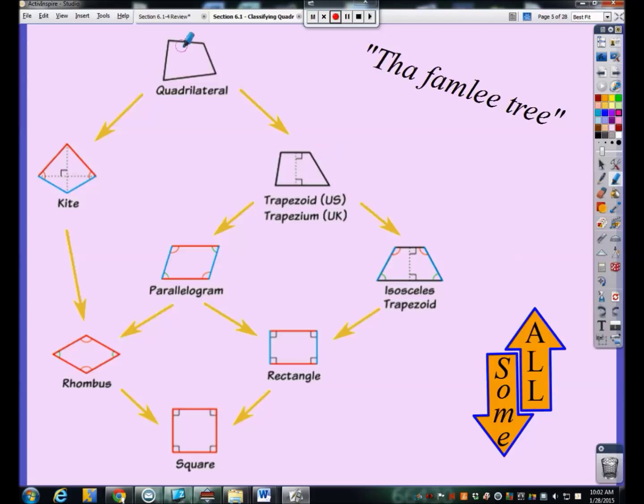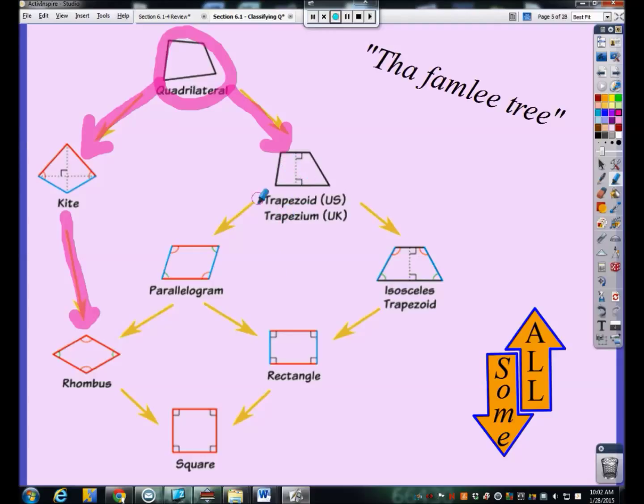So once upon a time, there was a quadrilateral, just a 4-sided shape, and it had 2 kids. It had kite and it had a trapezoid. Now, Kite had a kid with who? I don't know, it was a one-night stand. Kite's kind of like that. Kite had a kid named Rhombus. But here's where it starts to get a little weird.